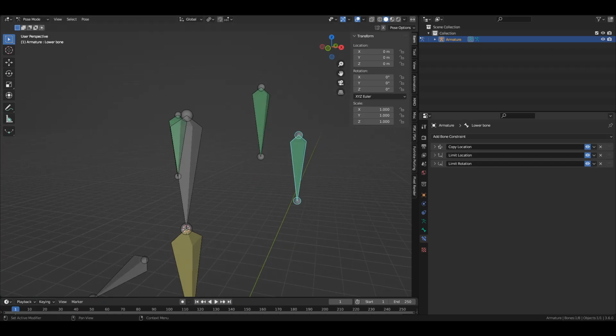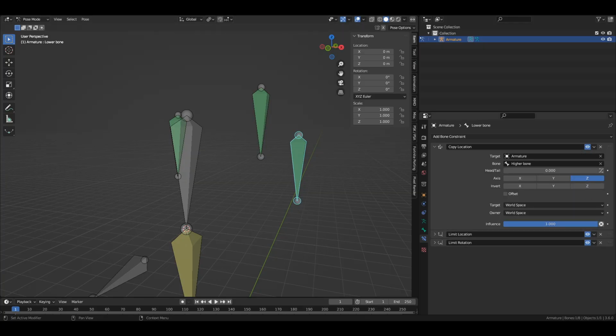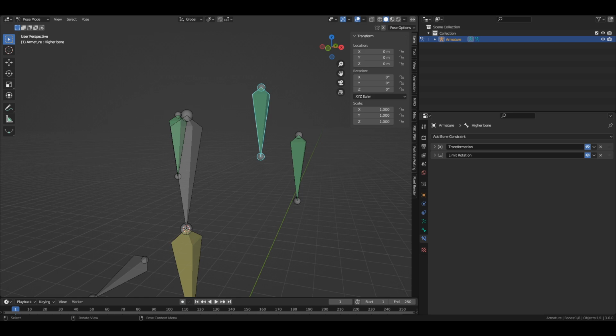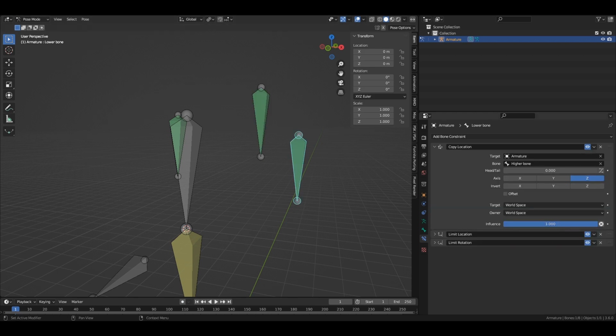It has 3 constraints. So these ones are not complicated, so only the transformation constraints are kind of complicated to do. We have a copy location constraint, which has the target, the armature. The bone is the higher bone. So this is the higher bone. And basically what we do is to only check this one, because if you have checked all the axes, remove these and just keep the z-axis, because it's the only one we need.